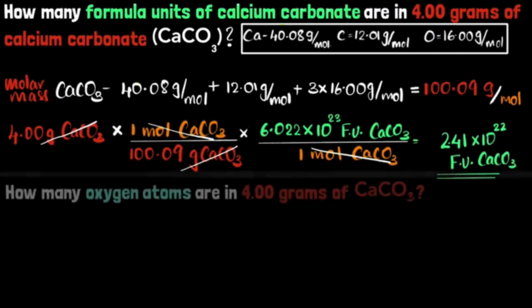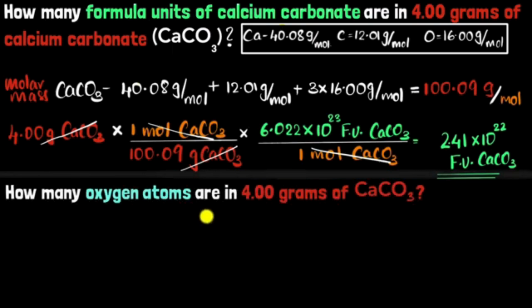Okay, here's the last question. How many oxygen atoms are in 4 grams of calcium carbonate? Again, pause the video and see if you can do this. This is the last one. Okay, this is just like the previous numerical. We already know 4 grams of calcium carbonate has these many formula units. And we know a single formula unit has 3 oxygen atoms. So these many formula units will have 3 times this much. That's it. That's our answer.